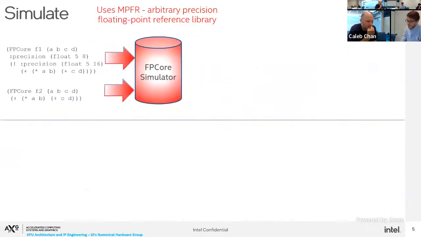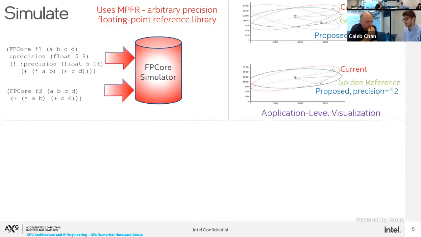Thankfully, we already had an FPCore simulator, such that we could chuck in a load of different designs using MPFR as a backend. We can actually go and figure out what is the result being produced by these things. From those results and from the simulator, we were able to build real application level visualizations. So this is just an ellipse plotter, because we're looking at how we generate ellipses in this graphics algorithm. You can see as we change the proposed precision, we have this blue ellipse representing our current implementation. As we increase the precision, we do get closer to that green ellipse, the golden reference model.